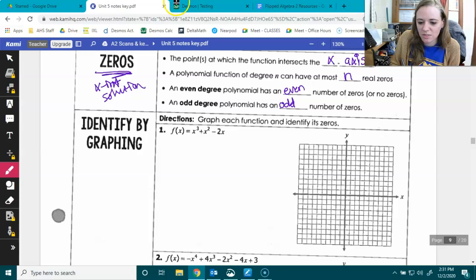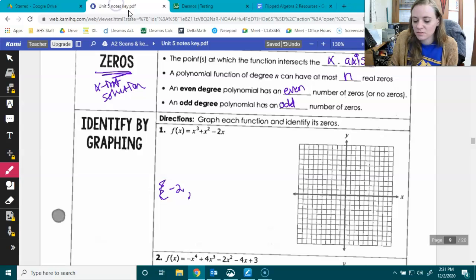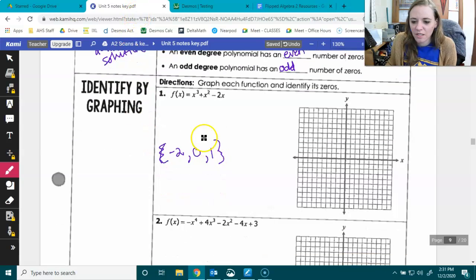And usually you see these put in fancy brackets. Well, that was supposed to be the fancy bracket. -2. Alright, and then the next one is 0. And then the next one is 1. So 0 and 1. And just like that, that's your zeros. Okay? And in this case, it does match. You have a polynomial degree of 3, and you have 3 different zeros. Okay? That won't always be the case, but in this case it is.